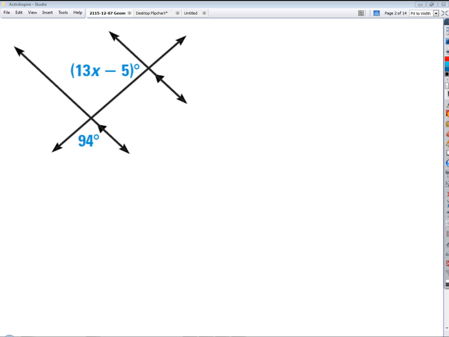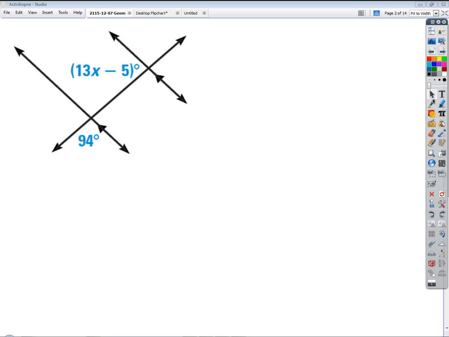So, ideas. What might be an easy, okay, what do you think? x plus 94 equals 180? Okay, good. Very good. That's the correct answer. That's the equation we can use to set it up. That's one way we can do it. How'd you get that? You must have recognized that another angle also had a measure of 94.